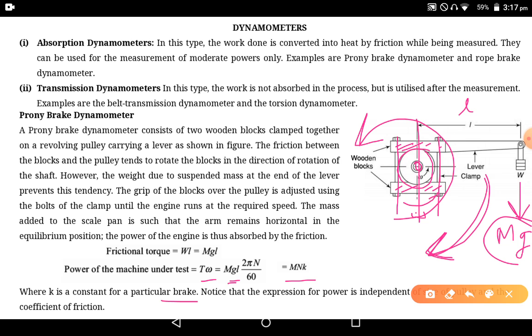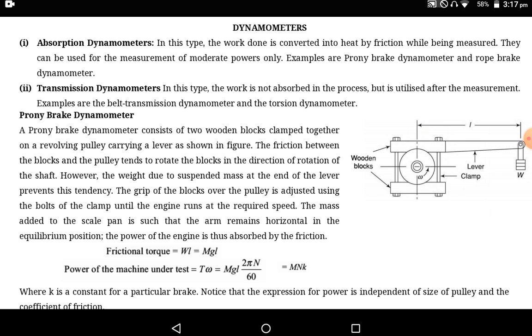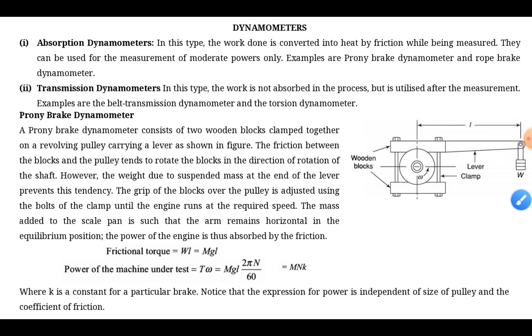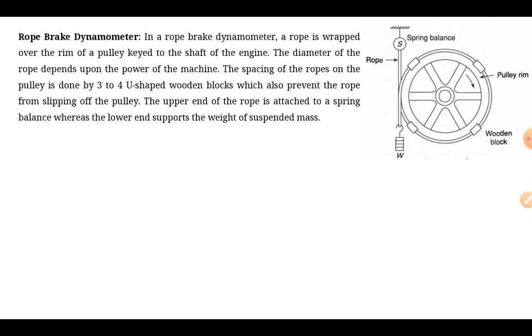Okay, so by using this formula we will find how much weight we need to put, right. Okay, so let's move to the next dynamometer, which is a belt rope brake dynamometer. This is also an absorption type dynamometer. Here the absorption is done by the friction force developed by the rope which is wrapped on the pulley. So earlier we applied friction force with the help of wooden blocks.